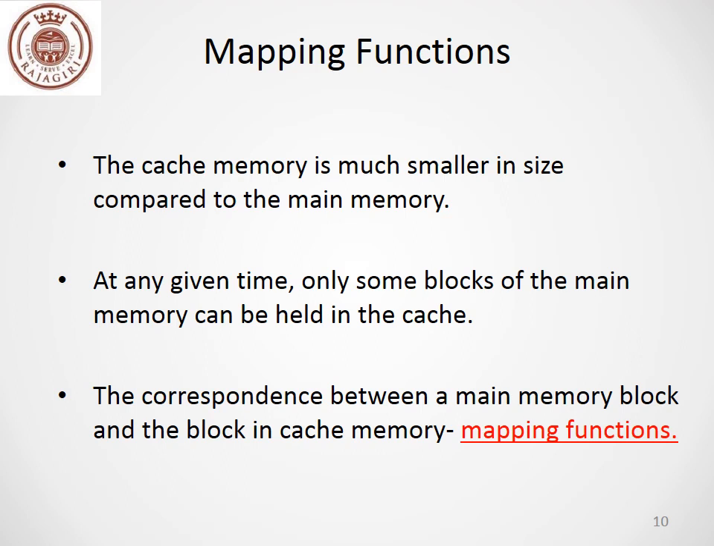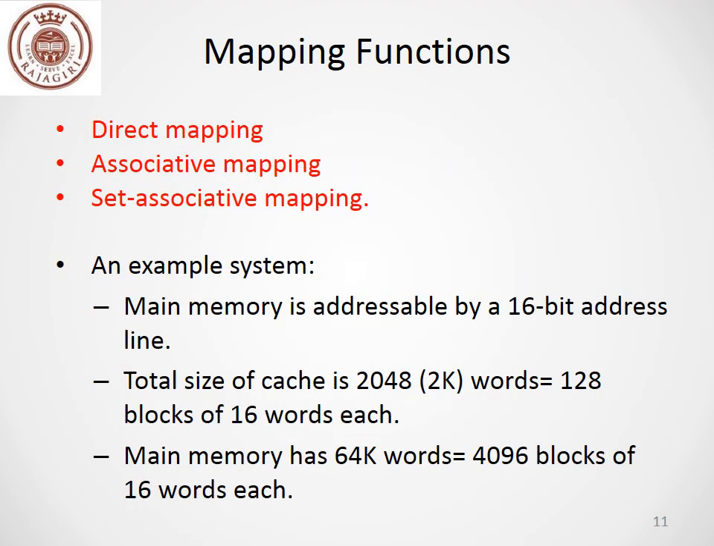So, which block of data of the main memory can be put into the cache? There should be some kind of a mapping possible. And to do this mapping, there should be a mapping function. Thus, we have the term mapping functions. It is defined as the correspondence between a main memory block and a block in the cache memory. So there are three kinds of mapping functions, namely direct mapping, associative mapping, and set associative mapping.